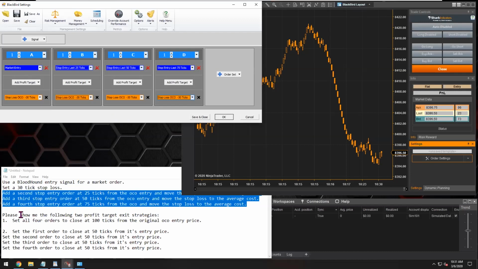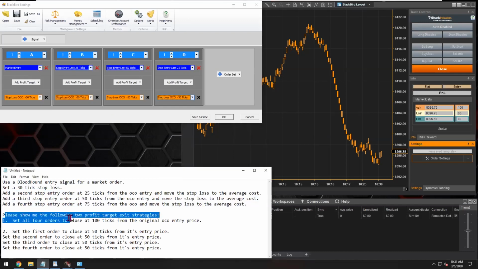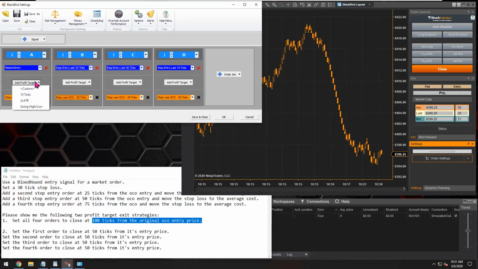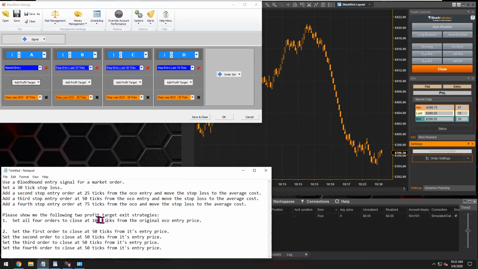And so the next step is to create these two profit target scenarios here. So, the first one. All right. So we want 100 ticks from the original OCO entry price. Currently, it isn't technically possible to do this precisely at 100 ticks. So we're going to get close to 100 ticks, but it's not going to be exactly 100 ticks yet. So the next update, there's going to be some more enhancements here.